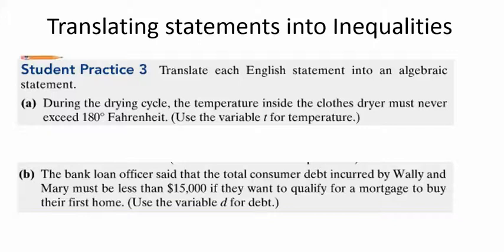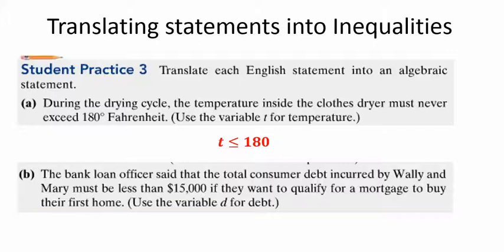Ready? Student practice 3. Translate each English statement into an algebraic statement. A. During the drying cycle, the temperature inside the clothes dryer must never exceed 180 degrees Fahrenheit. Must never exceed means it can get that far, but it can't go any further. So we would say that temperature has to be less than or equal to 180 degrees.